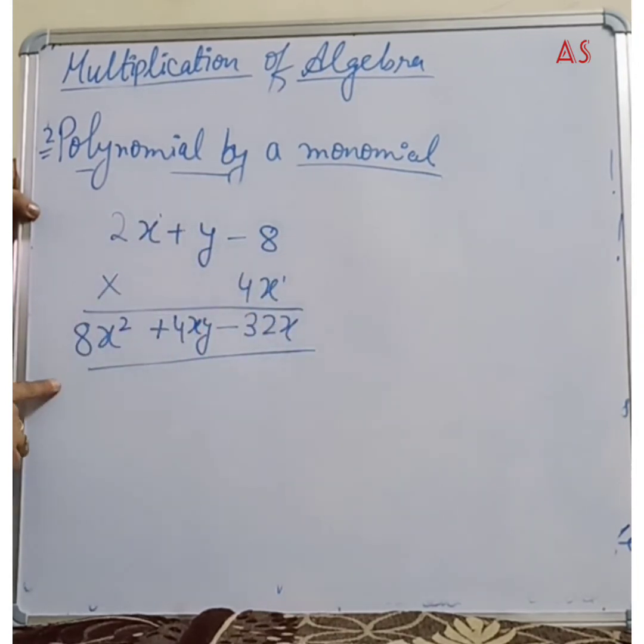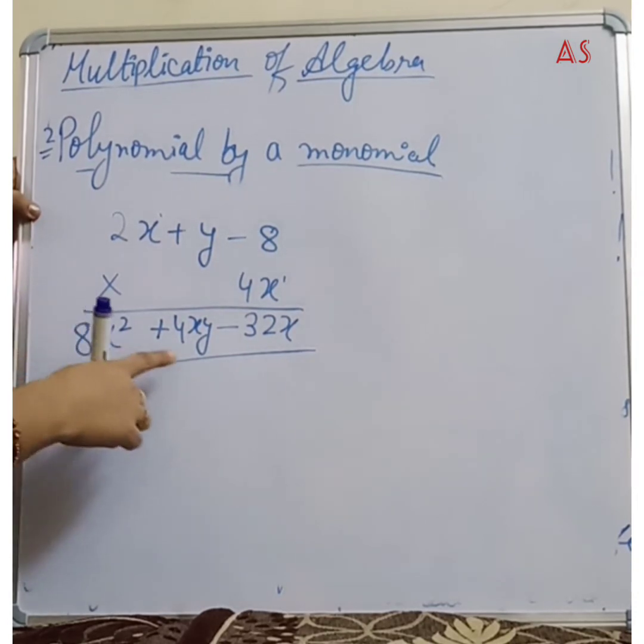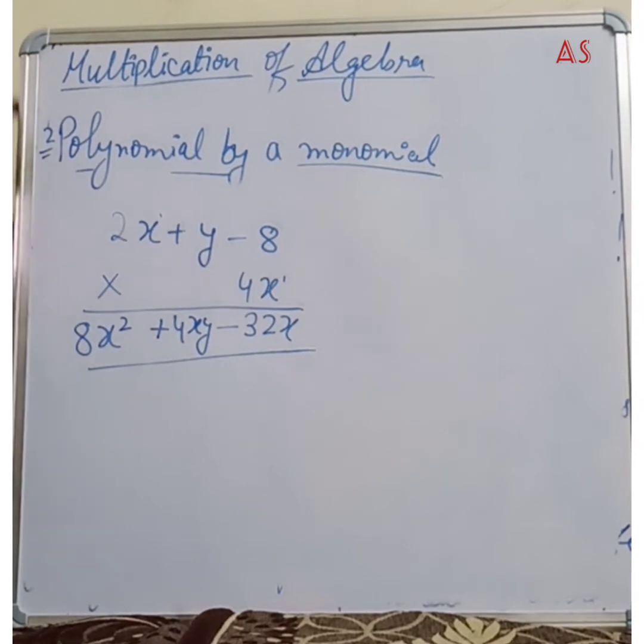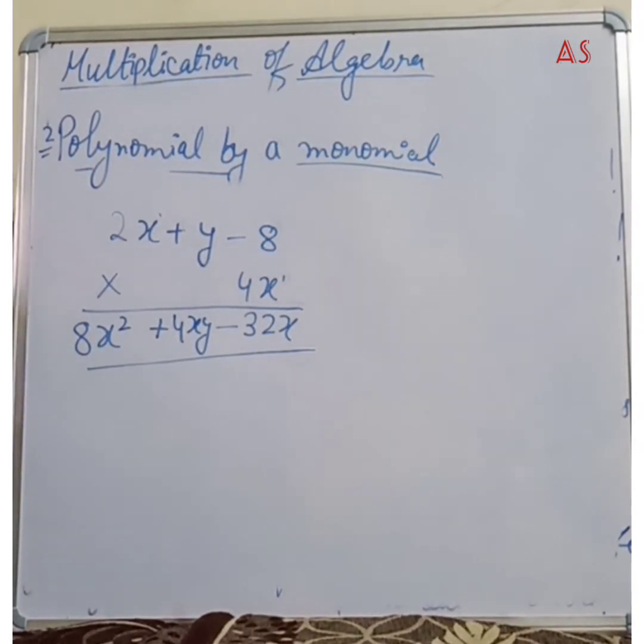So in the algebra, keep in your mind, add the variables, like variables, power always. So our answer is x square plus 4xy minus 32x. This is a row method. Row method is easy in the multiplication.